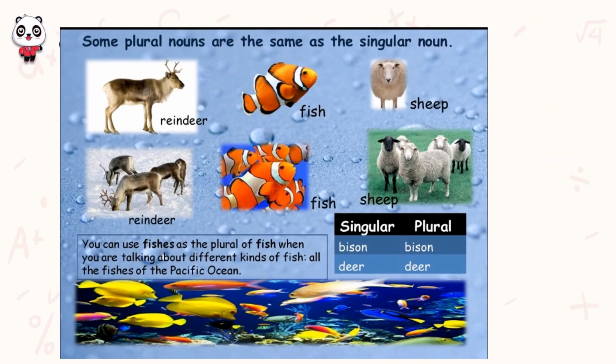Some plural nouns are the same as the singular. Fish, fish. Sheep, sheep. Deer, deer. Like that. You can use fishes as the plural of fish when you are talking about different kinds of fish. All the fishes of the Pacific Ocean.